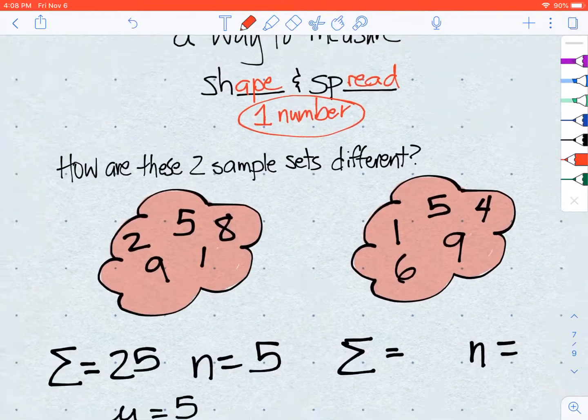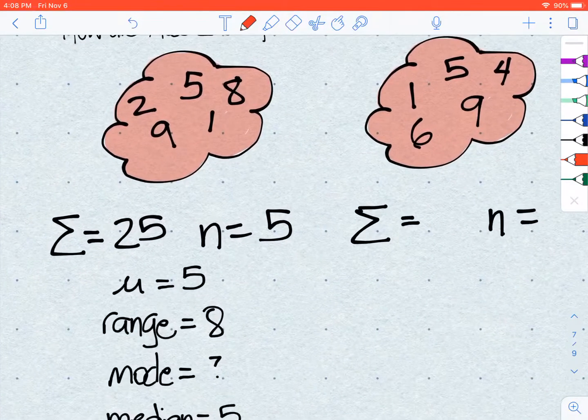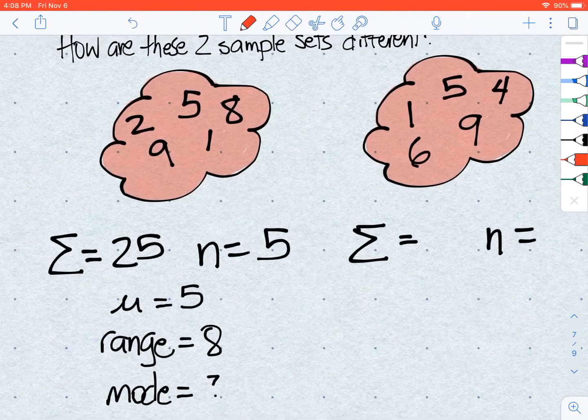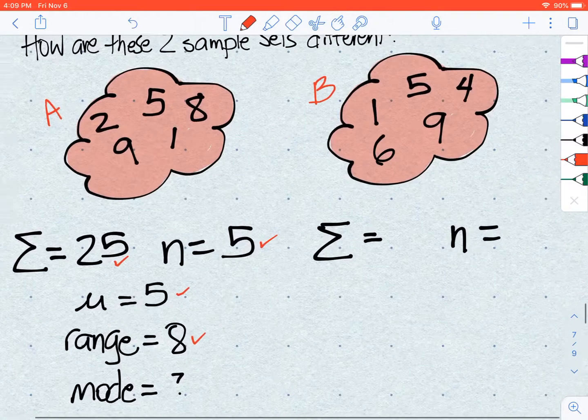Now, if we start to analyze them with our normal numbers, such as, let's find the mean of the first group. We'll call this one Group A and Group B. So Group A has a mean of 5, because they add up to 25, and there's 5 of them, so if you divide 25 by 5, you get 5. The range is 8.